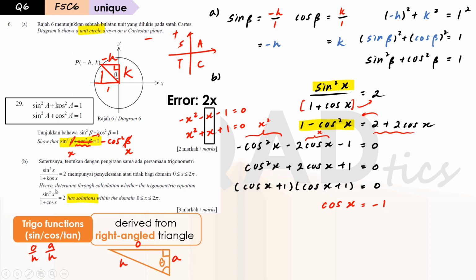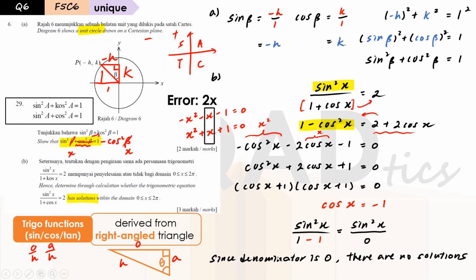Now, going back to our question, it says we need to see whether this equation has solutions or not. Since we already found cos x is negative 1, why don't we substitute this negative 1 inside this fraction? But if we do so, you will realize that the denominator has become 0. As we know, if fractions have 0 as the denominator, there is no solution, right? So here we can put a very brief conclusion: since the denominator is 0, there are no solutions. And this would be our answer.